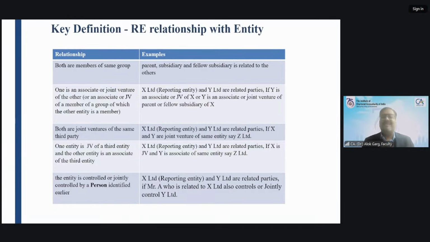Let's understand this. X Limited is a reporting entity. So now this reporting entity X and Y are related parties if Y is an associate or JV of X, or Y is an associate or JV of the parent or fellow subsidiary of X. Have you understood it? Yes or no? No, sir, not fully. Okay, let's discuss with the help of Excel again.